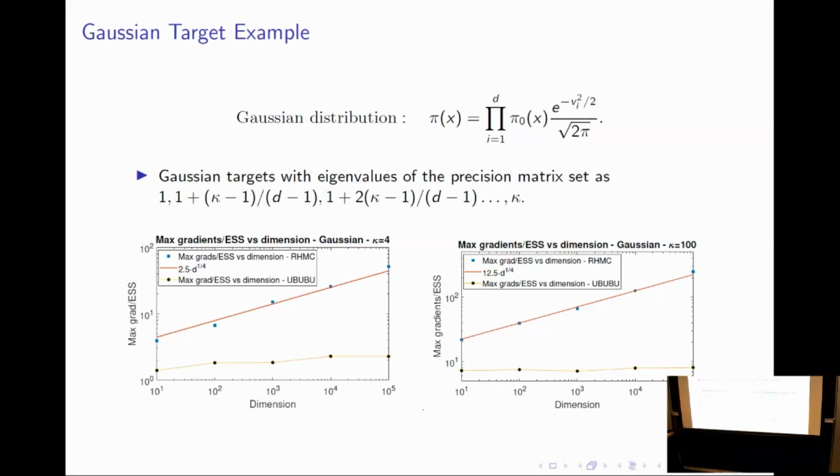If we consider the case of randomized Hamiltonian Monte Carlo at 10 to the 1 dimensionality, we have something which looks like this. But as we increase the dimensionality all the way to 10 to the 5, we start to see that this does have a dependence on the dimensionality. This is different to U-Boo-Boo, which remains fairly constant with respect to the dimensionality, which is very nice. If we consider a higher condition number of kappa equals 100, we see a very similar phenomenon: we do indeed get dimension independence for U-Boo-Boo, but for randomized HMC with a Gaussian target, we do not.